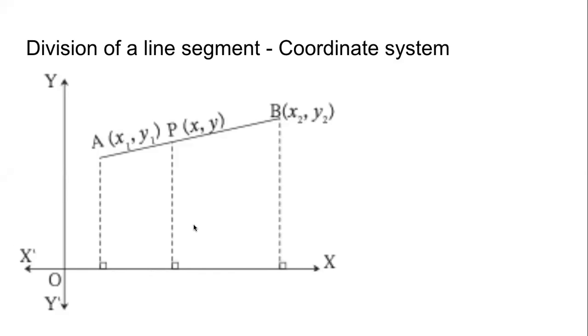Right? And P is a point on the line AB. And we are assuming, just for the sake of argument, that the coordinates of P are x and y. There are so many x's, there are so many y's. Already we have 6 variables: x, x1, x2, y, y1, y2. 6 variables already.